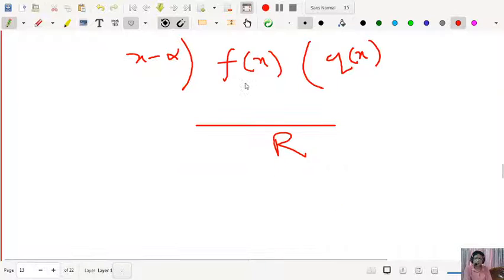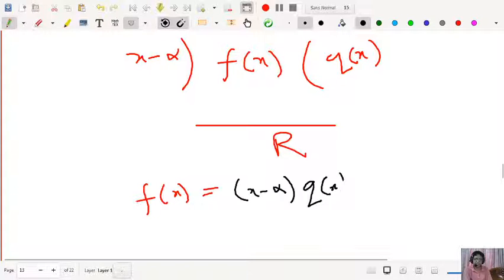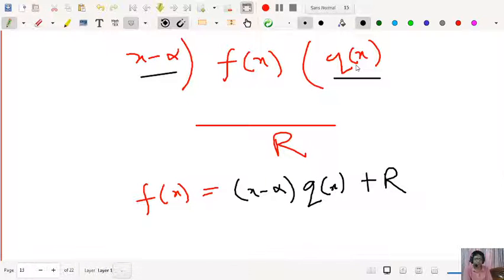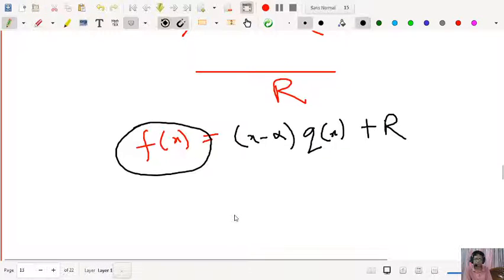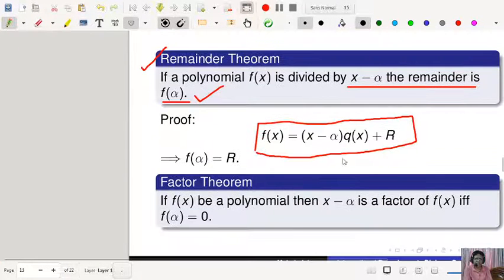Clear? So what is the relationship between these three? f(x) equal to what can you write? Tell me. f(x) equals x minus alpha times q(x) plus r. Because q(x) is the quotient, so x minus alpha into quotient plus remainder will give you f(x). Am I clear? Absolutely clear? So that is the relationship.